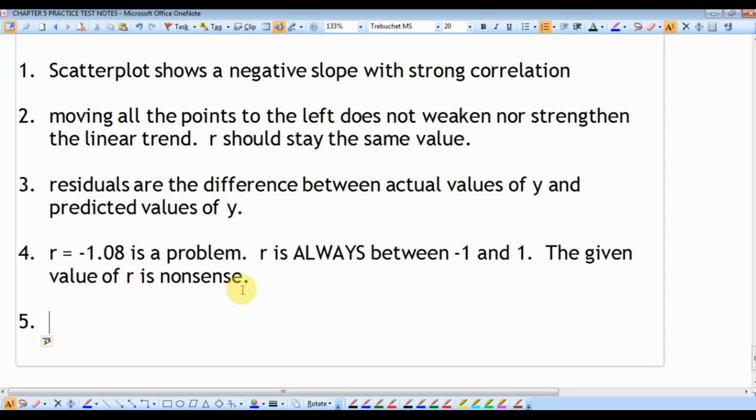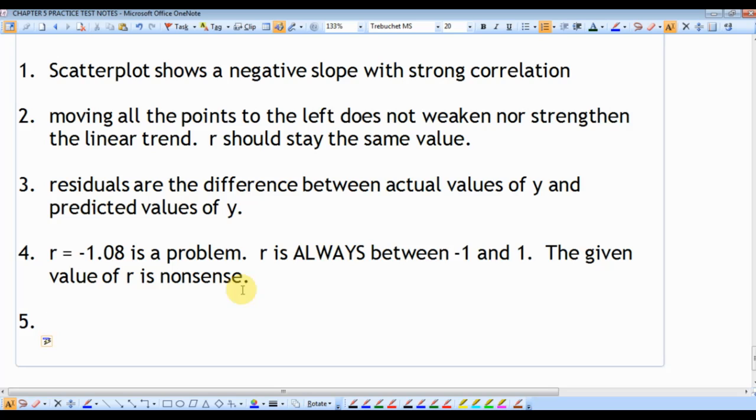Yeah. That value of R is nonsense, so E. For number 2, the only thing that would actually change is if you change the relationship, where the data is. So we change the data. Just moving it around doesn't do anything.